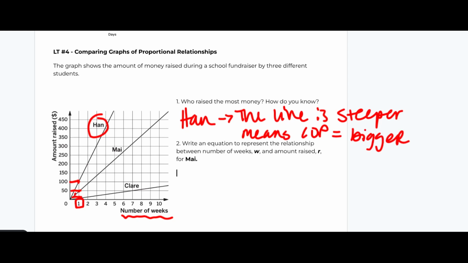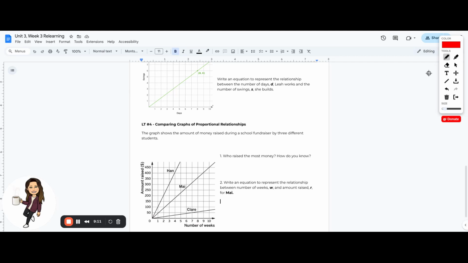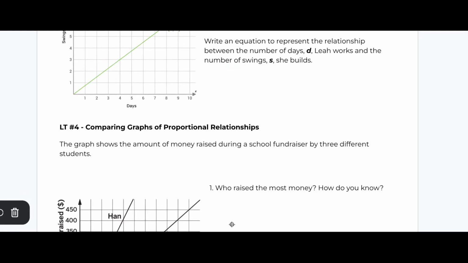And then it wants us to write an equation to represent the relationship between the number of weeks W and the amount raised R for Claire. Or sorry, not Claire, May. And I think actually, no, that'll work. All right, so let me delete that so that I can zoom back in here.